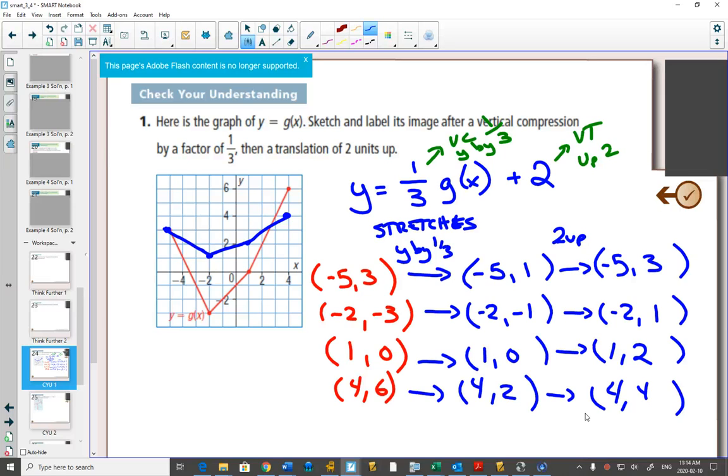Sometimes I've had students connect the dots wrong, right? Does that look like the graph that I started with? No. So then it's sort of telling you, hey, maybe I did something wrong.